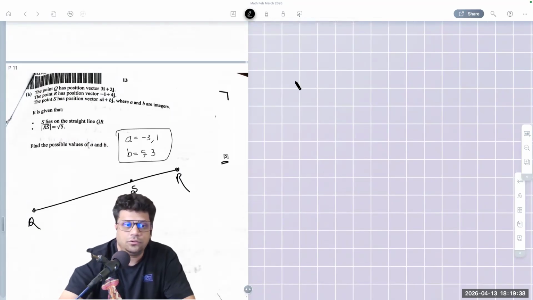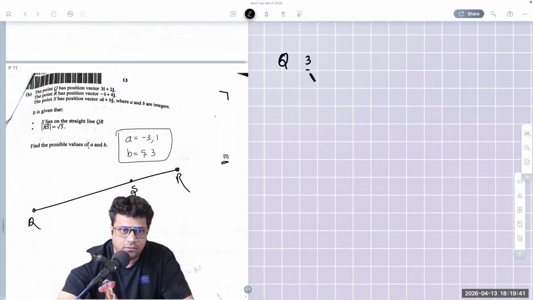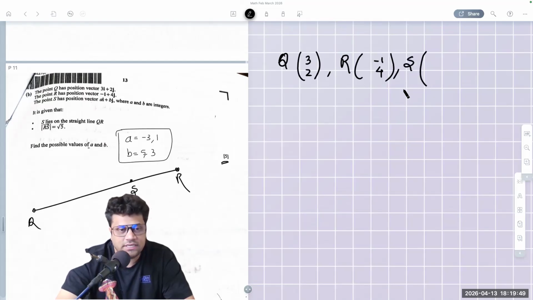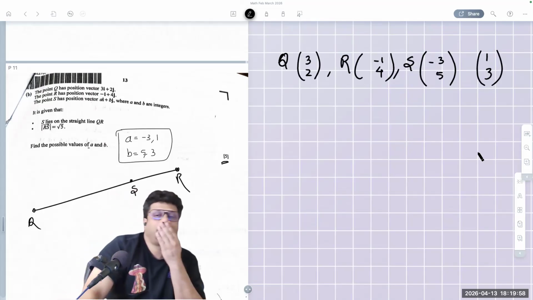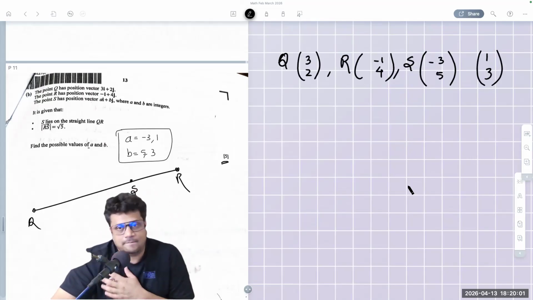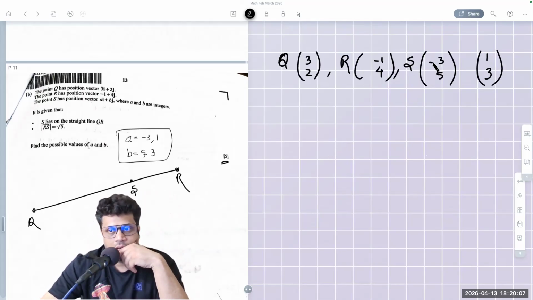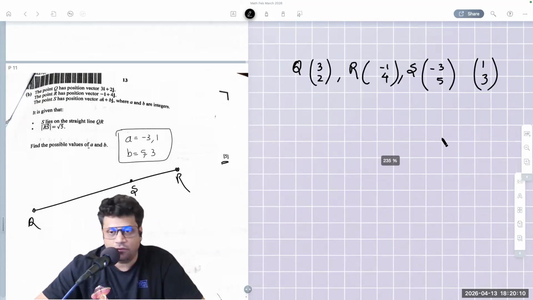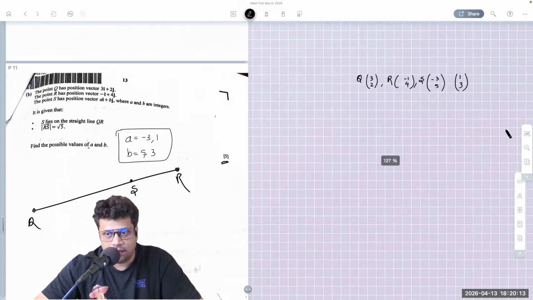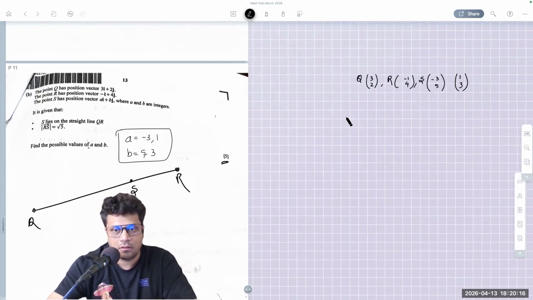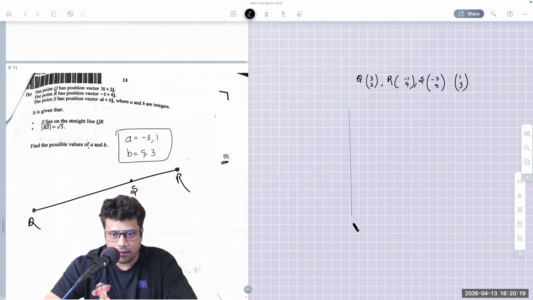Okay. So I have Q, which is (3, 2). I have R, which is (-1, 4). And I have S, which is either (-3, 5) or (1, 3). So (3, 2), (-1, 4), either (-3, 5) or (1, 3). I'll draw these vectors, okay? Let's draw them here.